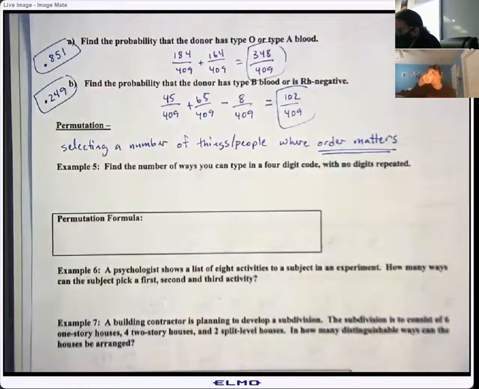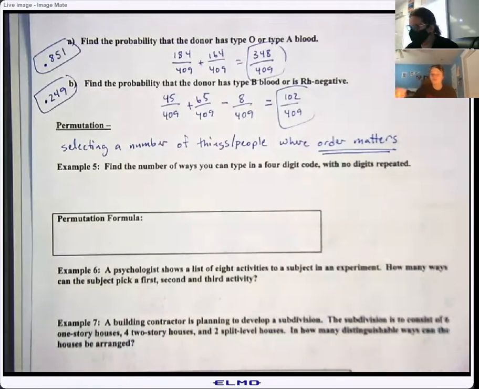For example, if you look at example 5, it says, find the number of ways you can type in a 4-digit code with no digits repeated. So tell me this. Think of something in your life where you've got a 4-digit code to get into. A computer, a garage, a car, something like that. Does everybody have one in their head that they're thinking of?